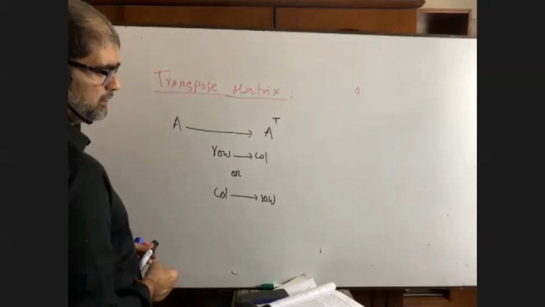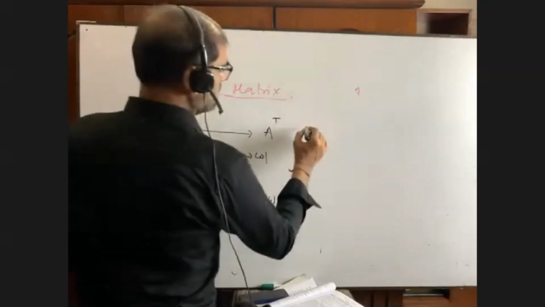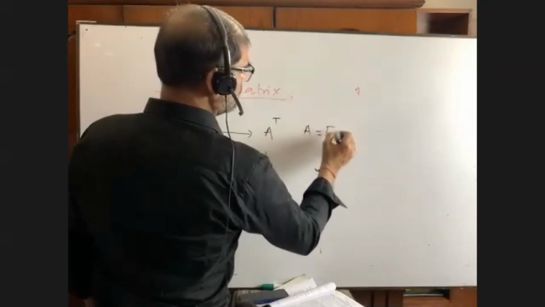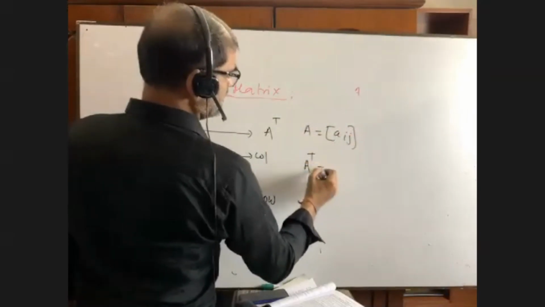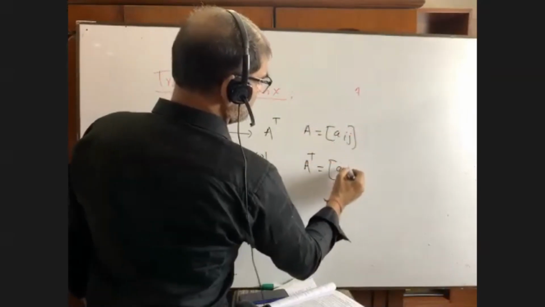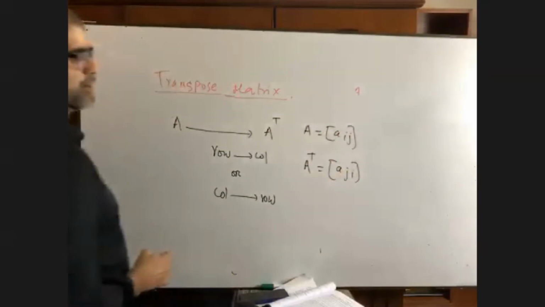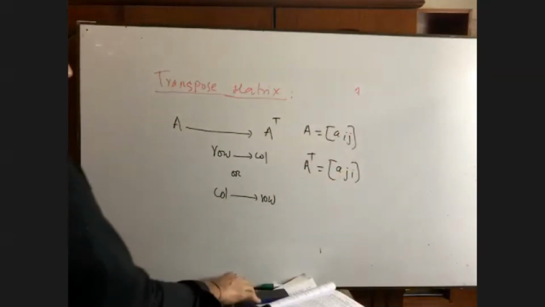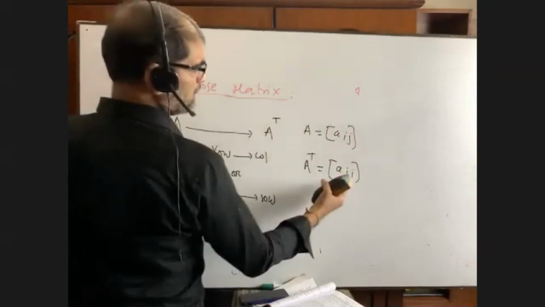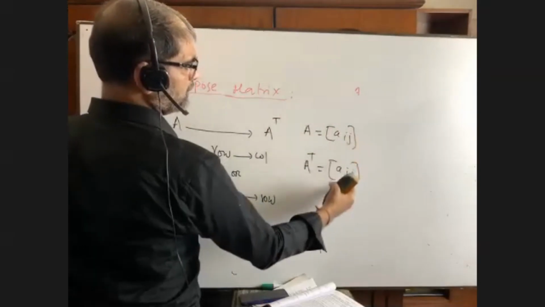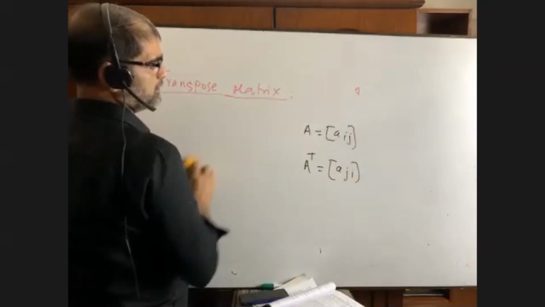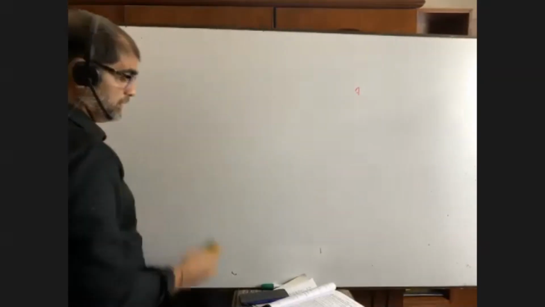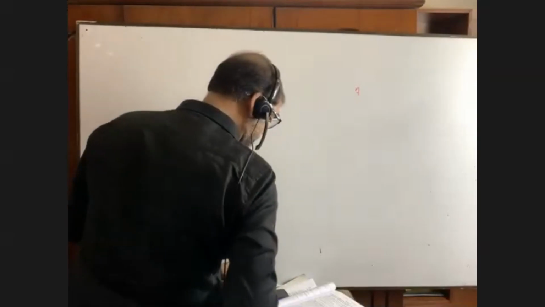Yes, sir. Okay, suppose A equals to Aij, then A transpose will be Aji. Have you got me? That means column will be row, row will be column. Is it? Yes, sir. Okay.